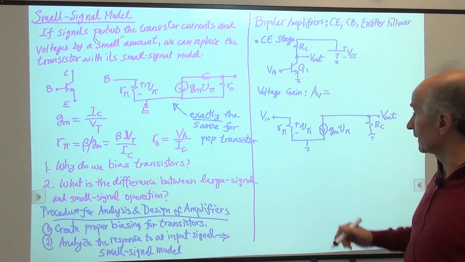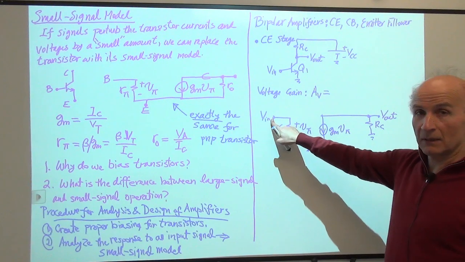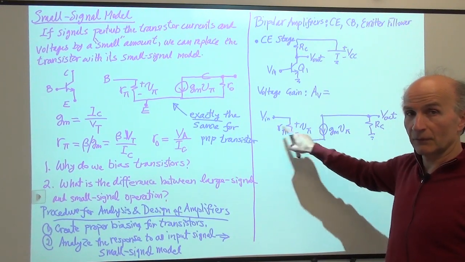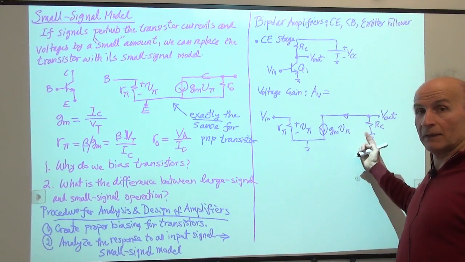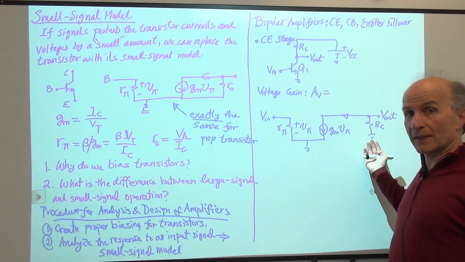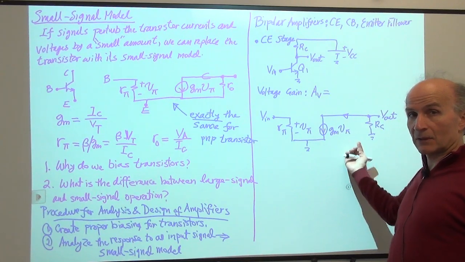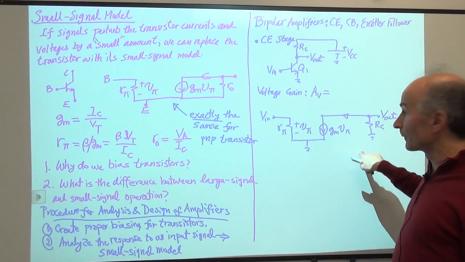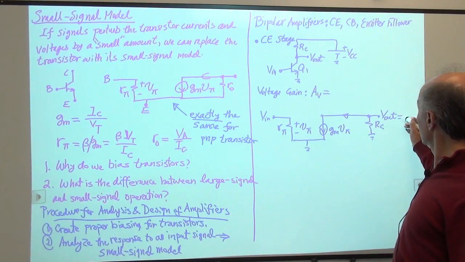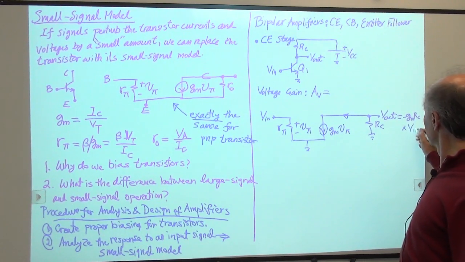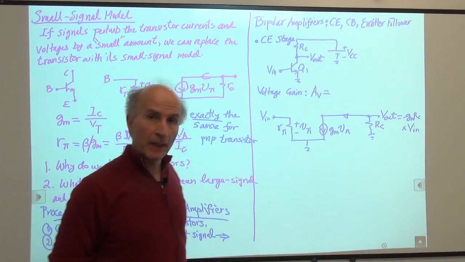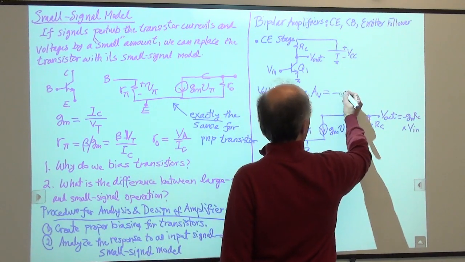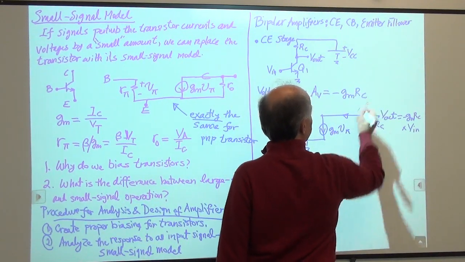So what I notice is that V pi actually happens to be V in. V in is from here to ground. V pi is from here to ground, same voltage. And this current flows this way through RC, generating a voltage, which is this current times this resistance. But there's a negative sign because the current is going this way, not going that way. So then I can say V out is equal to minus gm RC times V in. Okay? And that means that Av is just minus gm times RC.